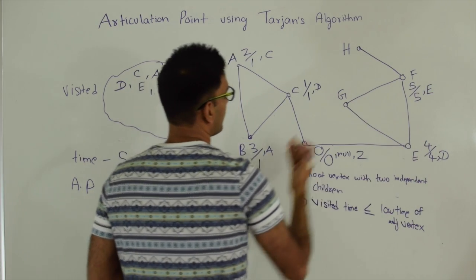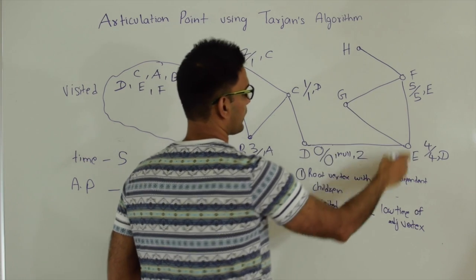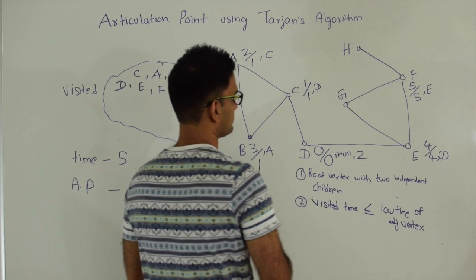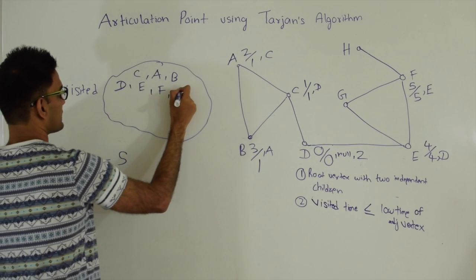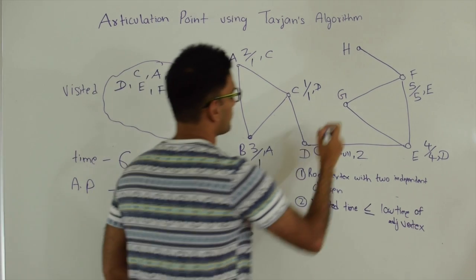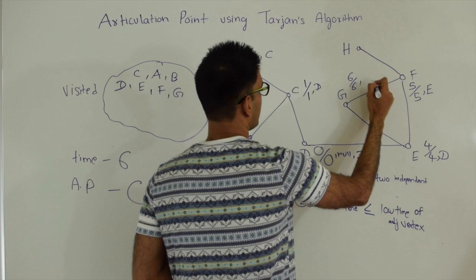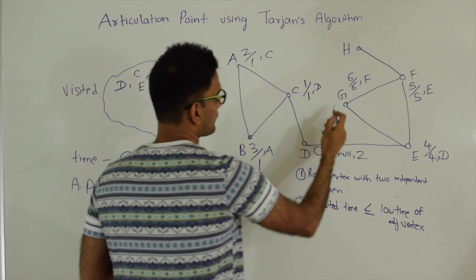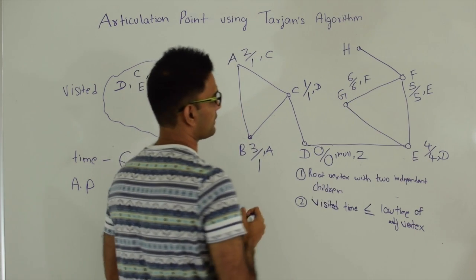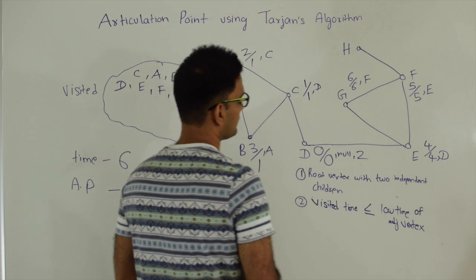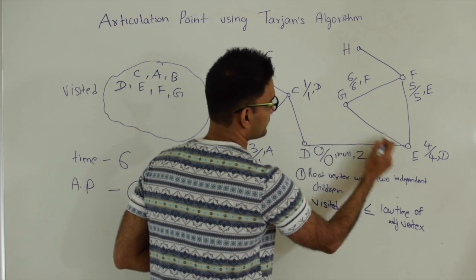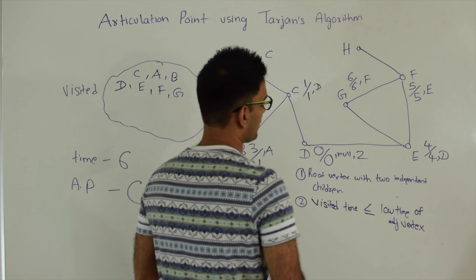F has child E, but E is where it is coming from, so we'll ignore E. Then F has another child G, and G is not in visited, so let's add G to visited and increment our time, so this becomes 6. So for G it's 6, 6, and parent F. G has child F, but F is where it is coming from, so we'll ignore F. G has another child E, and E is already visited. So this edge here must be a back edge because E is already visited.